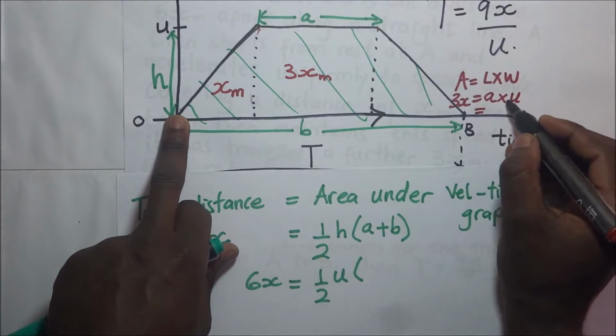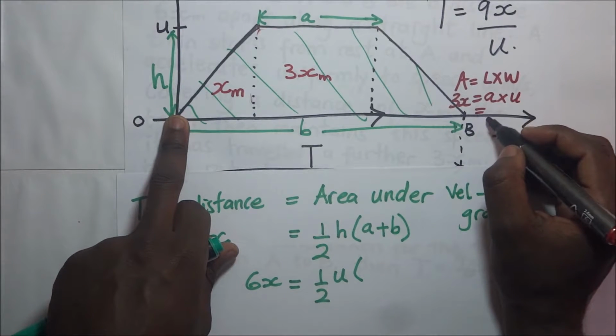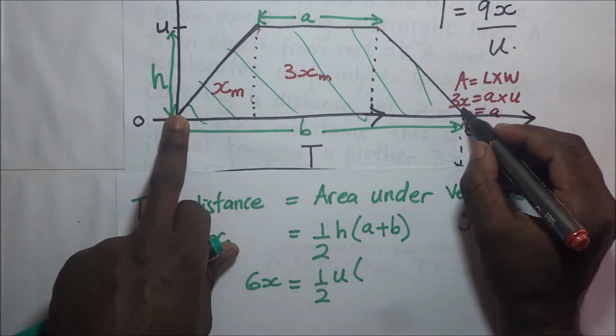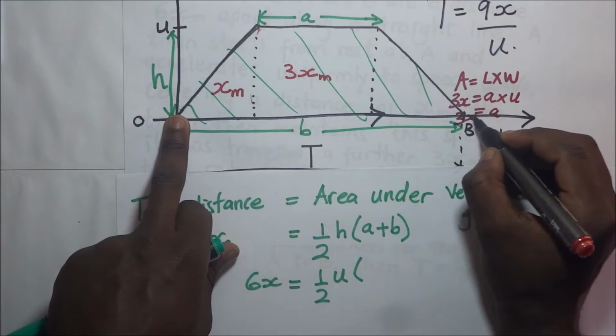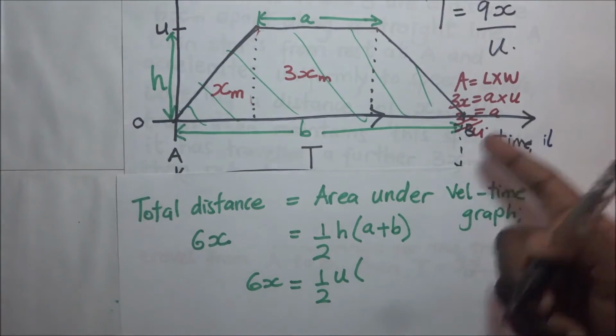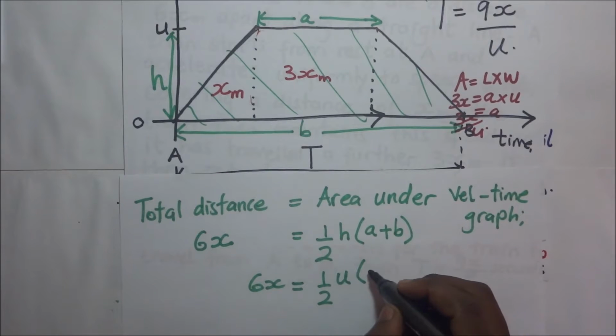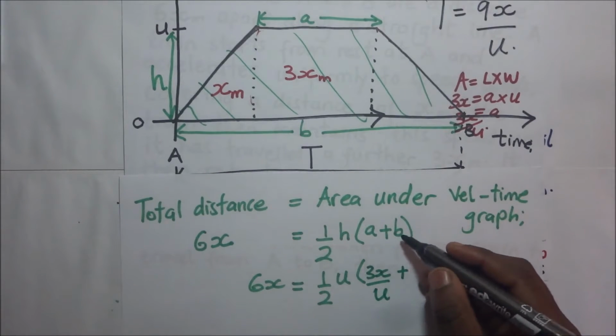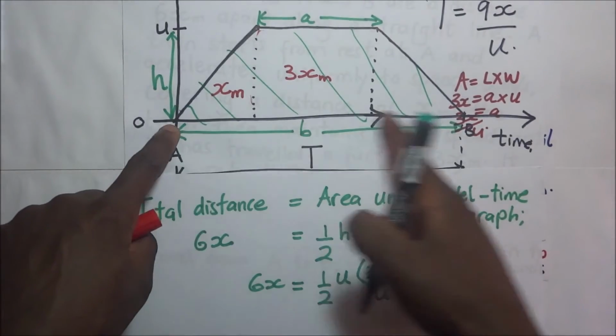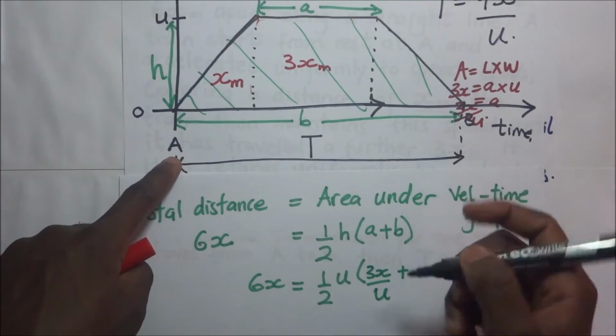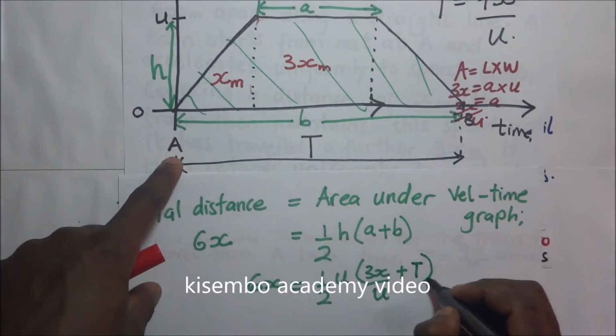So when we make A the subject of the formula there, we shall end up with our value of A as 3x over U. So we come here and put our value of A, which is actually 3x over U. So this is going to become 3x divided by U. Add that to B. Now our value of B, this whole length, happens to be capital T. So it's plus capital T.